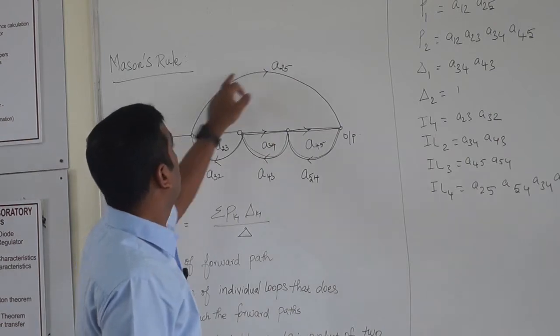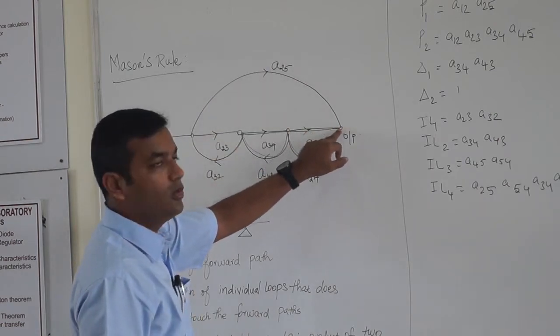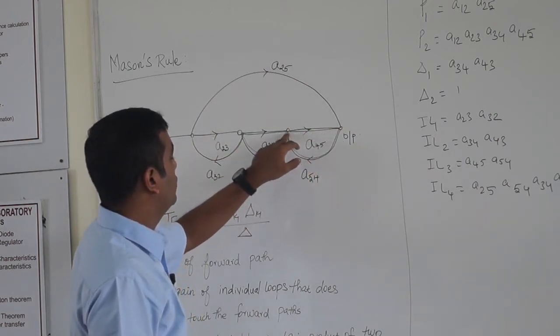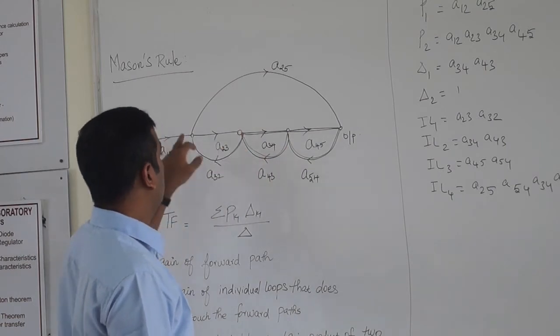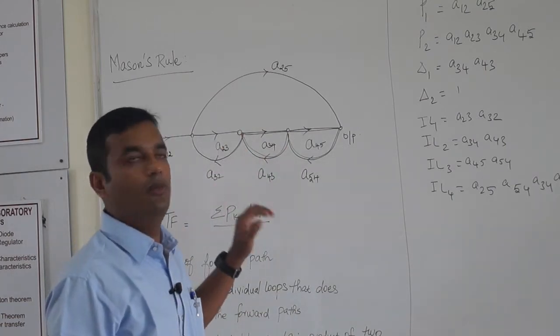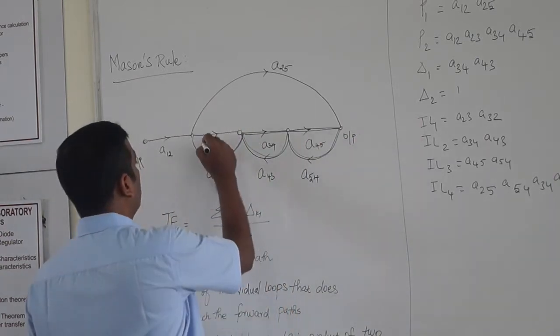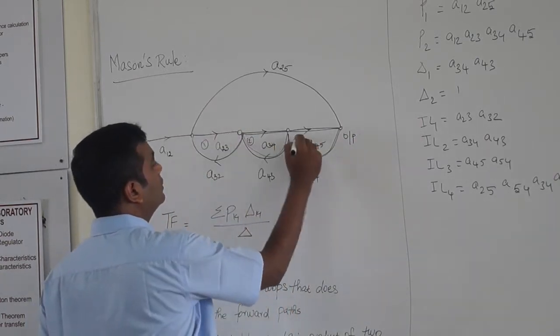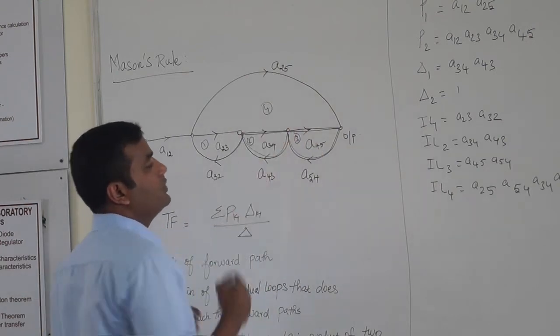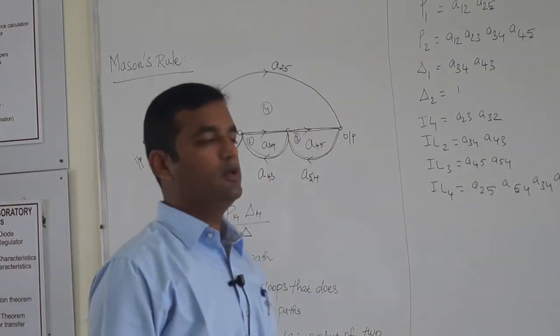Whereas this flow, it goes here, it is entering into the node once, it is leaving the node. Entering into the node once, leaving the node. Entering the node, leaving the node. So this can be considered as a loop. So we have totally 1, 2, 3 and 4 individual loops.